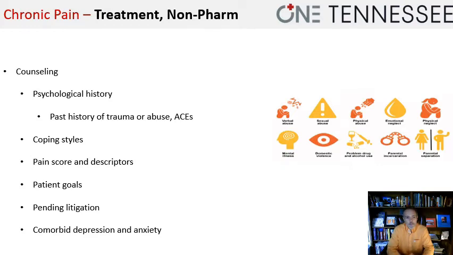Address any pending litigation, justice involvement, or other things that might be causing stress and changing the way people perceive pain. And those comorbid depressive and anxiety type issues, those need to be treated along with, or maybe even before, really accurately addressing their current pain score and how you're going to move forward with pain treatment.